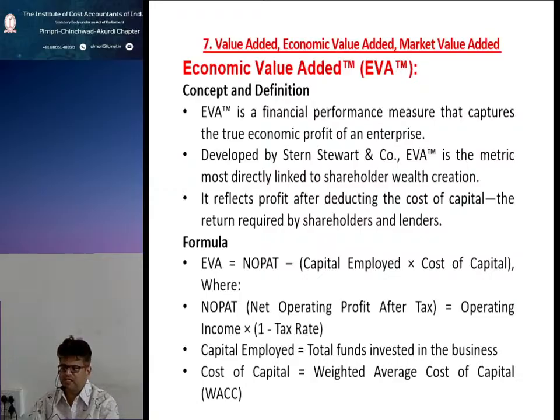Formula wise, EVA is equal to NOPAT minus capital employed into cost of capital, where NOPAT, that is net operating profit after tax, is equal to operating income into 1 minus tax rate. Capital employed is equal to total funds invested in the business, and cost of capital is equal to weighted average cost of capital, that is WACC.